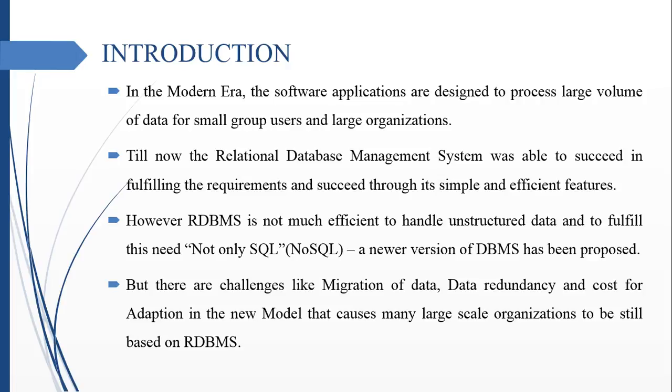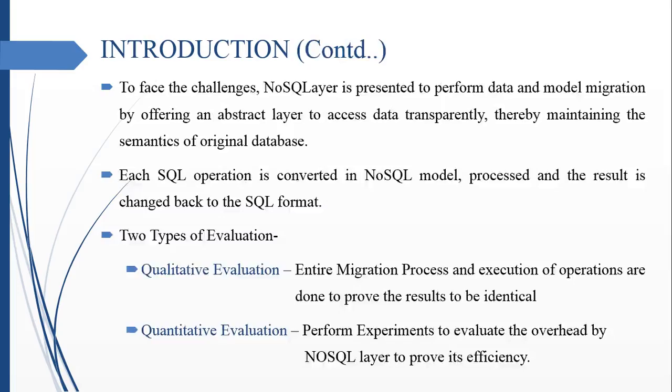But there are challenges like migration of data, data redundancy, and cost of adaptation to the new model that cause many large-scale organizations to still be based on RDBMS. To face these challenges, a new layer known as the NoSQL layer is presented to perform data and model migration by offering an abstract layer to access data transparently, thereby maintaining the semantics of the original database. Each SQL operation is converted to a NoSQL model, processed, and the result is changed back to the SQL format.